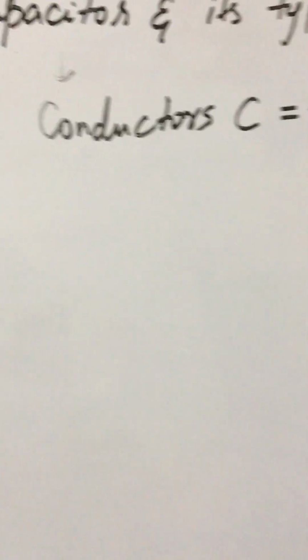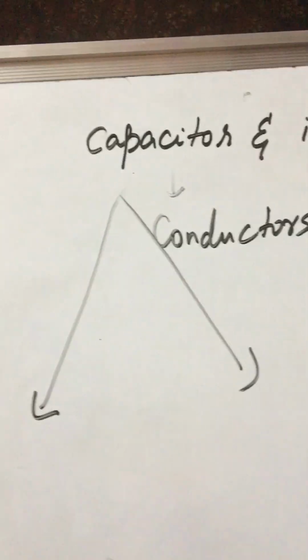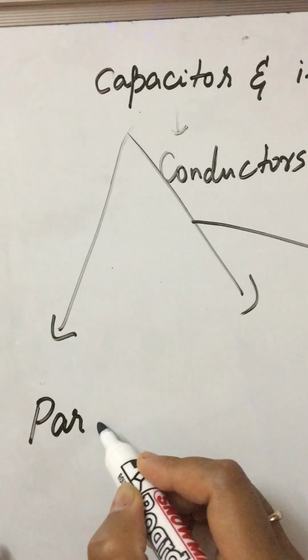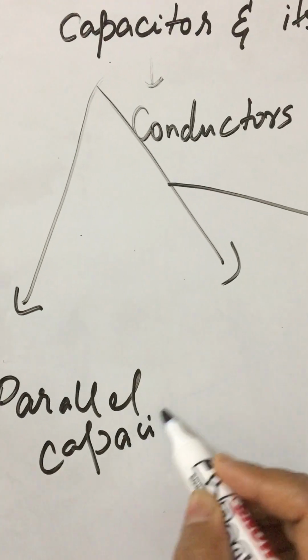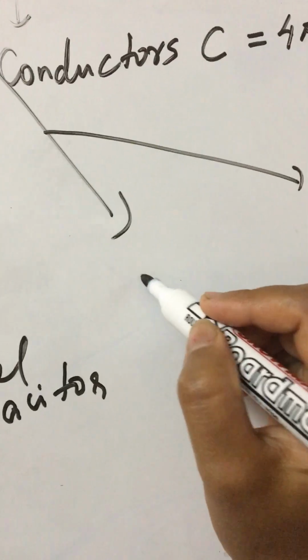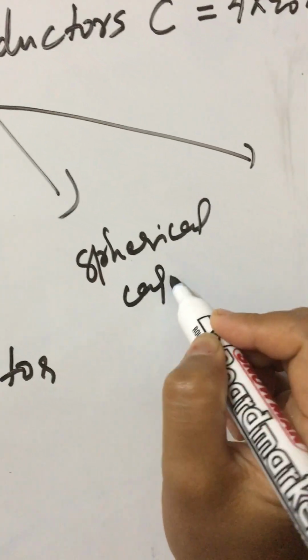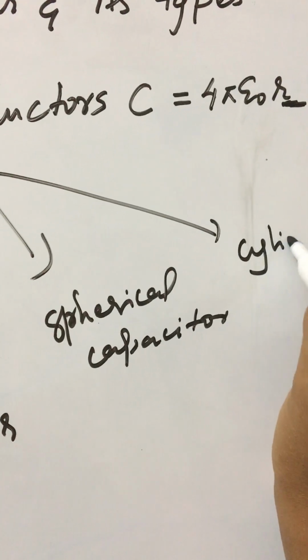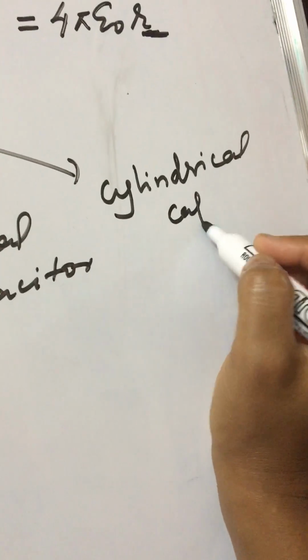All right, basically in your syllabus, in your book, there are three types of capacitors which are discussed. One is the parallel capacitor, then the spherical capacitor, then another is the cylindrical capacitor.